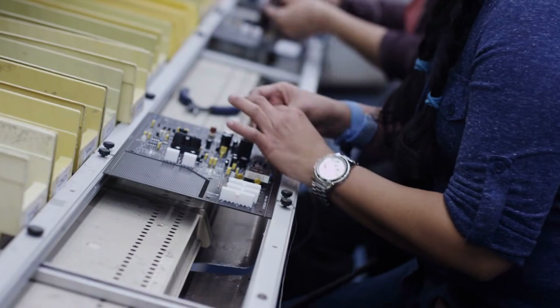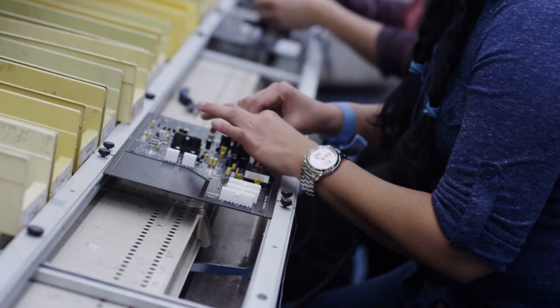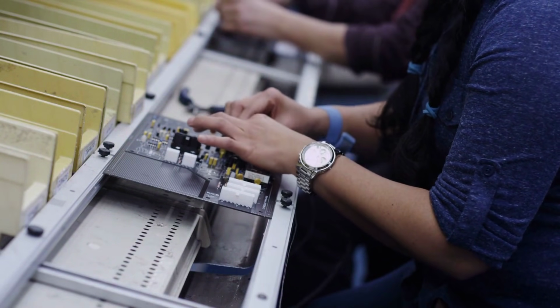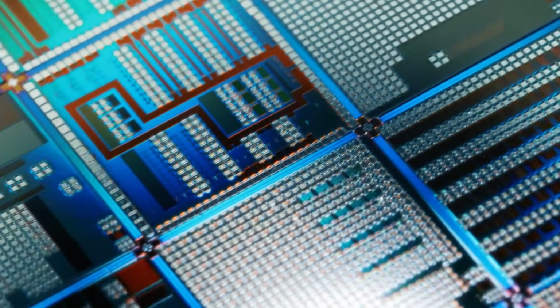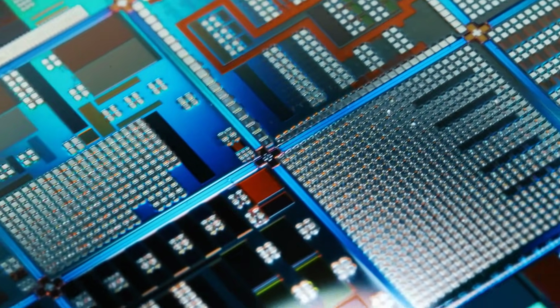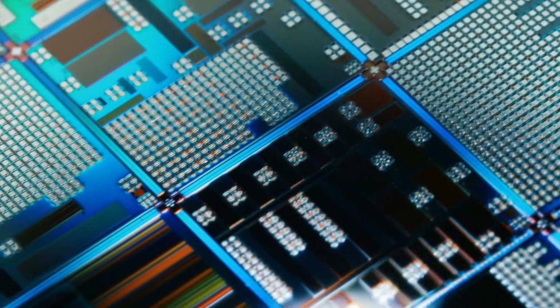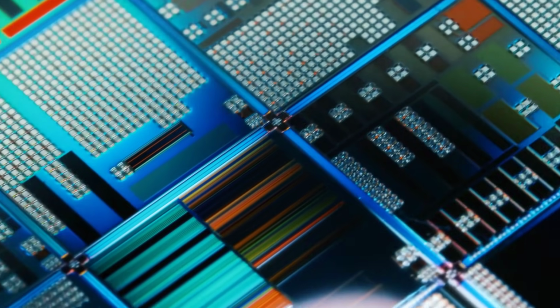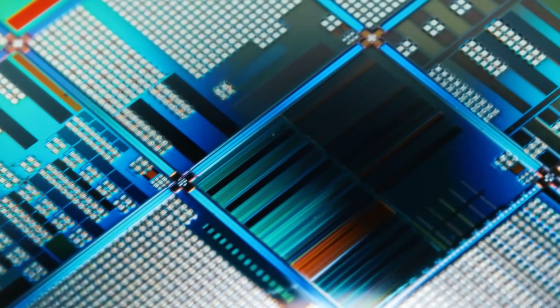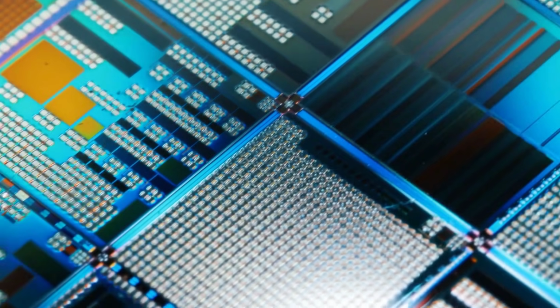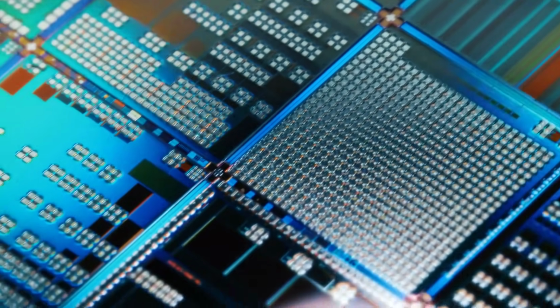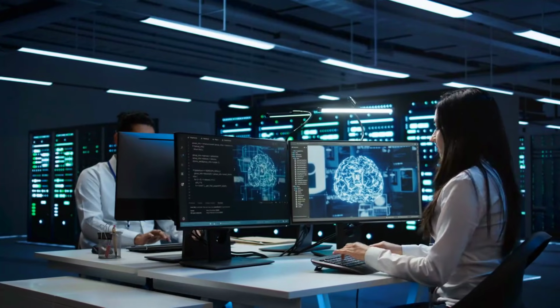Here are the big unknowns. Can it scale to trillion parameter models? What's the manufacturing yield? Photonic chips are notoriously difficult to produce at scale with consistent quality. How does it handle memory-heavy workloads? Generative models need massive memory bandwidth. Can an optical system compete with high bandwidth memory on GPUs?